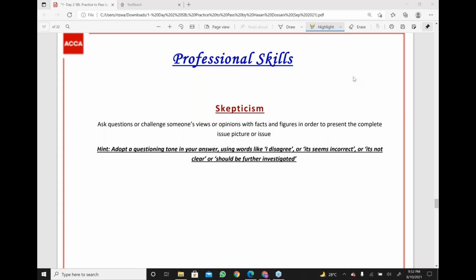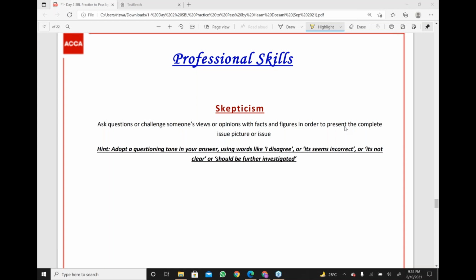Whenever someone talks to you, you try and validate. You can ask counter questions. You can disagree with proper facts and figures. Very good. So this skepticism skill, when the question says skepticism skills, you have to adopt a negative tone when you are drafting. That's how you will score marks.